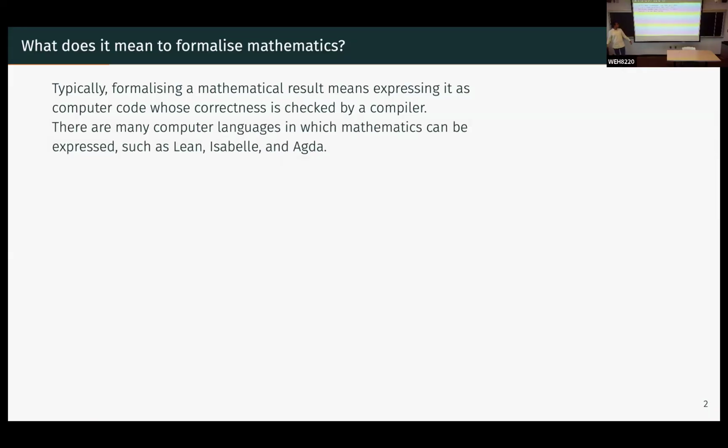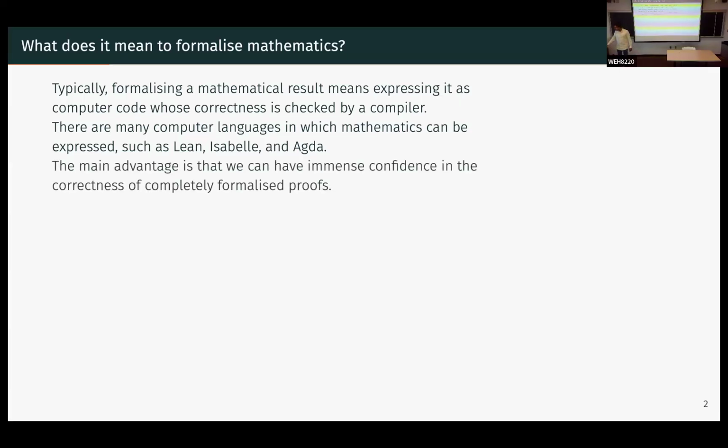There are many such languages: Lean, Isabelle, Agda. You'll find many people in the philosophy department who work on one or more of these. I'm sure there are people in the computer science department as well who are interested in this stuff. The main advantage is that you can have a lot of confidence in the correctness of something that's been completely formalized. You may not have as much confidence in something that hasn't been, because the missing bit might be false. But if something has been completely formalized, then you can be pretty sure that it's true, as long as you trust the language.